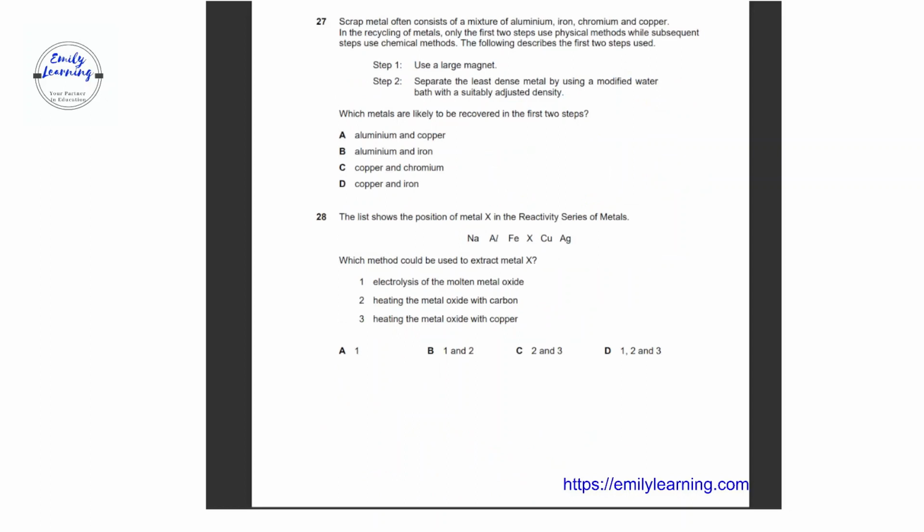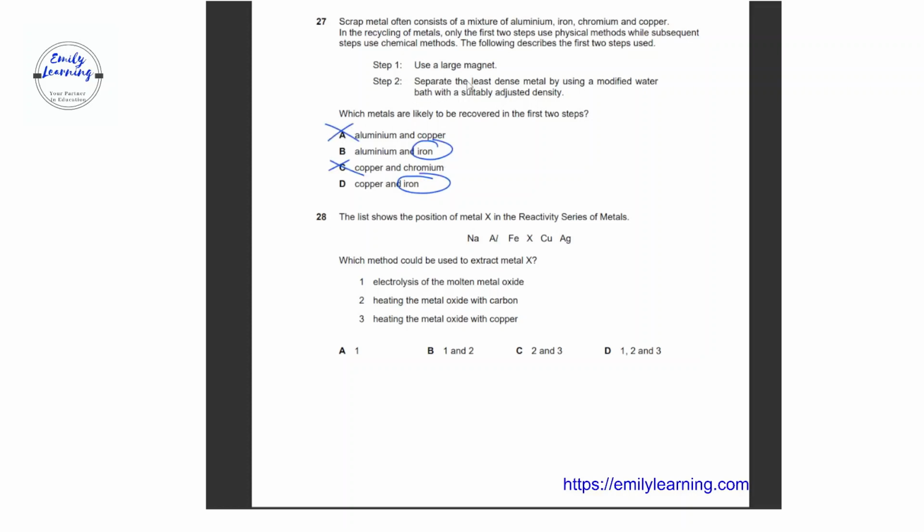So in question 27, you're told that scrap metals often consist of a mixture of aluminium, iron, chromium, copper. In the recycling of metals, only the first two steps use physical methods, while subsequent steps use chemical methods. The following describe the first two steps used. In the first step, you use a large magnet. So to use the large magnet, you separate out iron and steel. So the first step, you take out iron and steel. So only B and D have iron. So we will eliminate A and C.